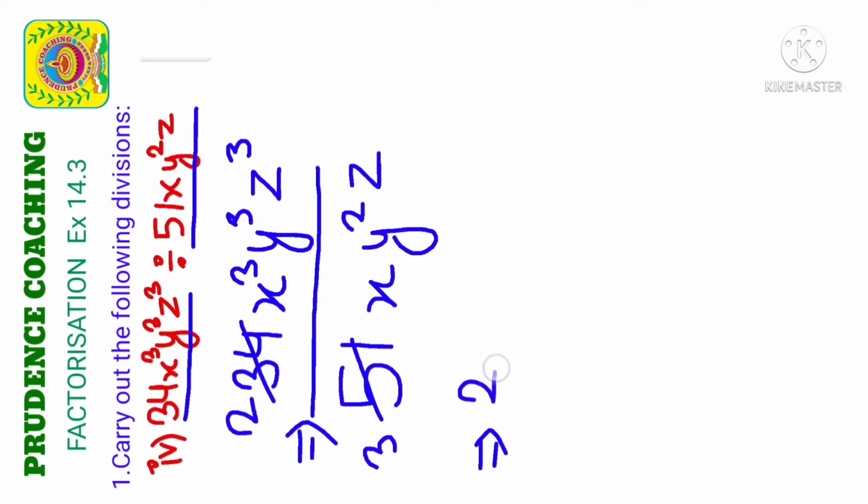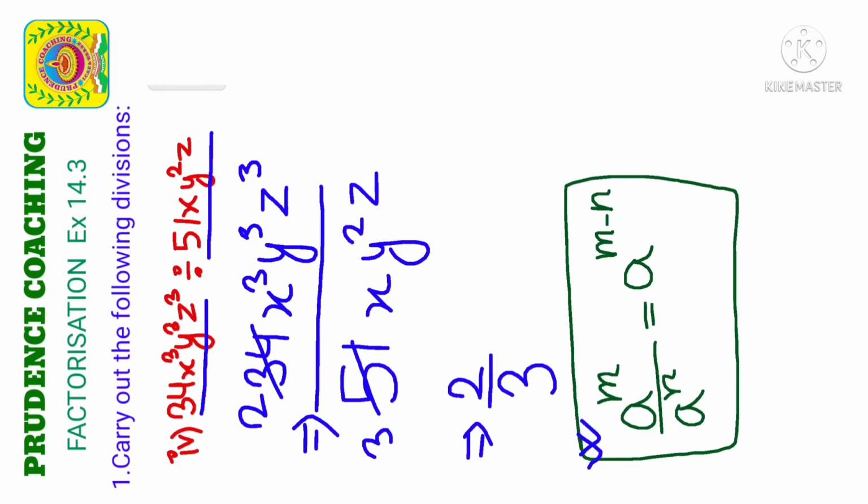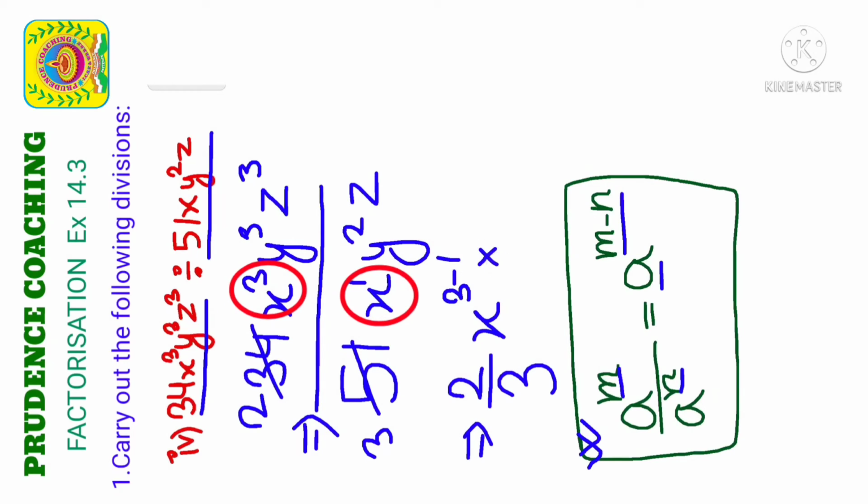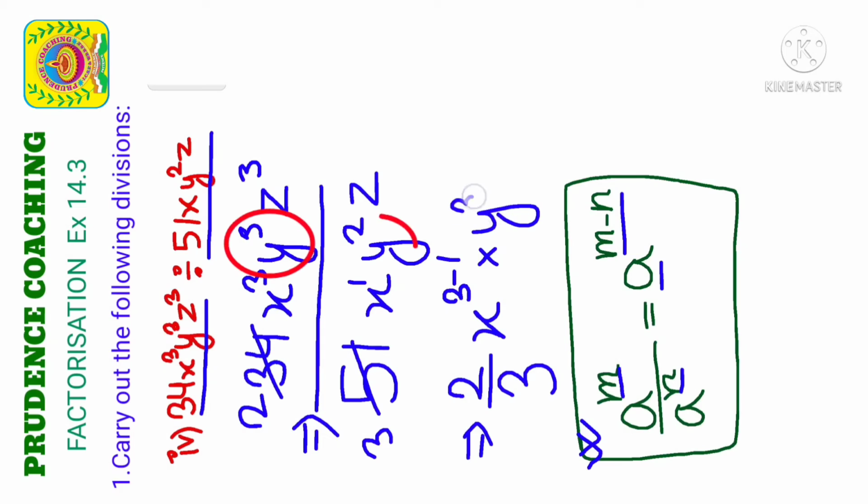Now we can write the numbers as 2 by 3. Know this, where a is the variable, m is an integer and n is an integer, you can write it as a to the power m minus n. So here, as you can see, we have the variable x and in the numerator we have 3 as the power and in the denominator we have 1 as the power. So 3 minus 1 you will write like this, into we have y. In the numerator we have 3 and in the denominator we have 2, so 3 minus 2.